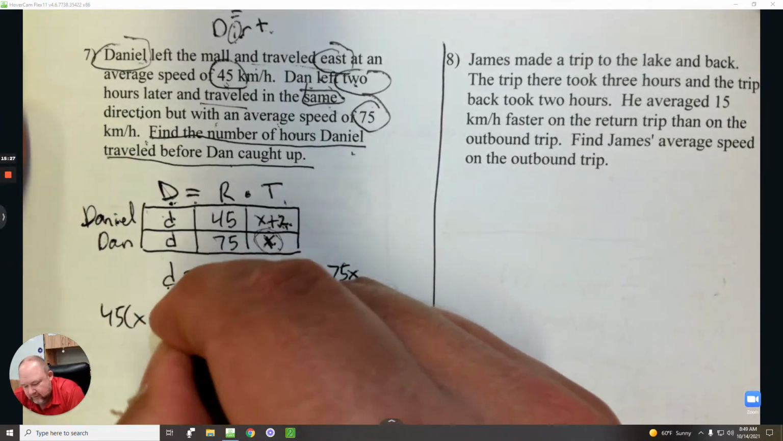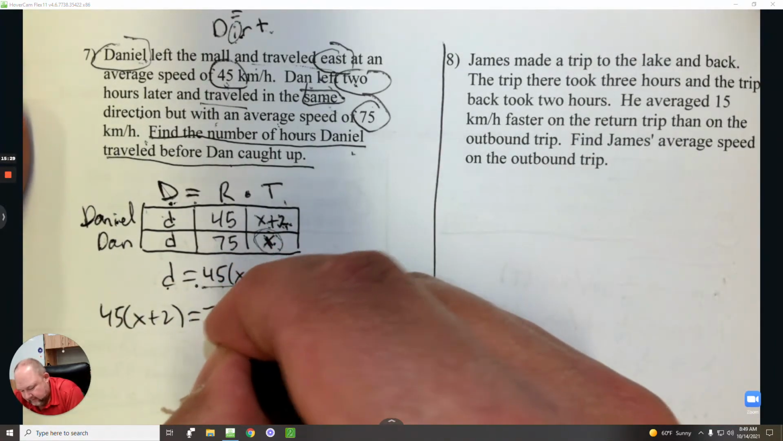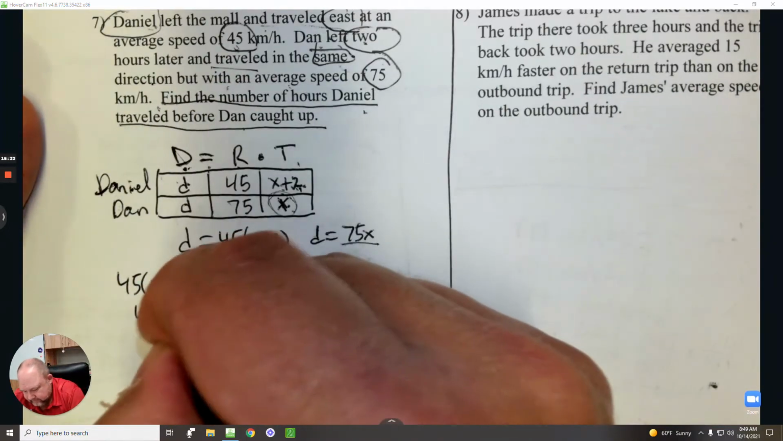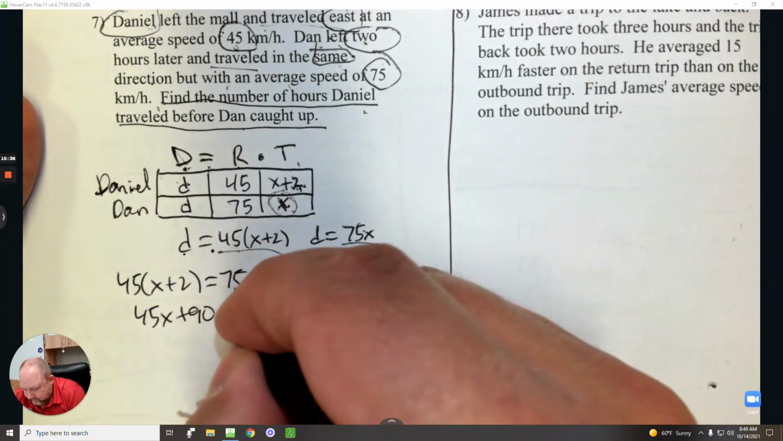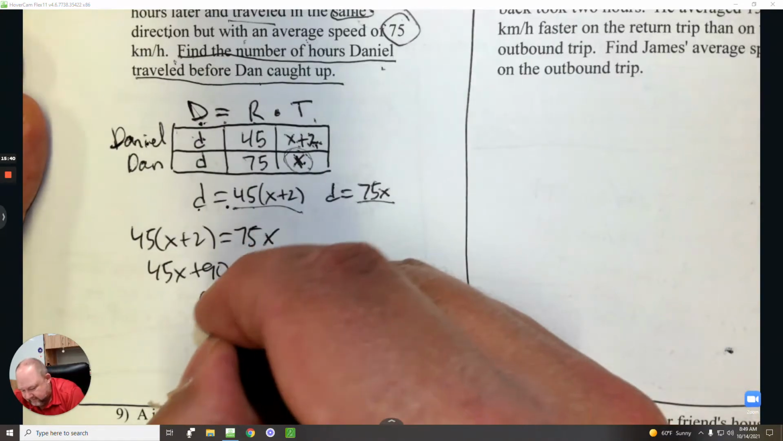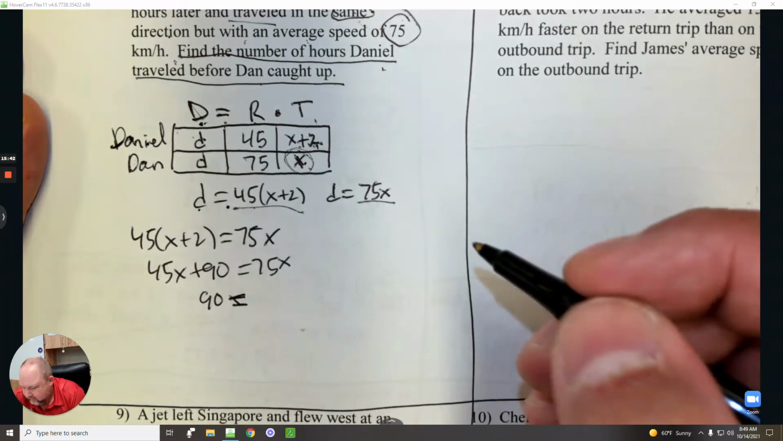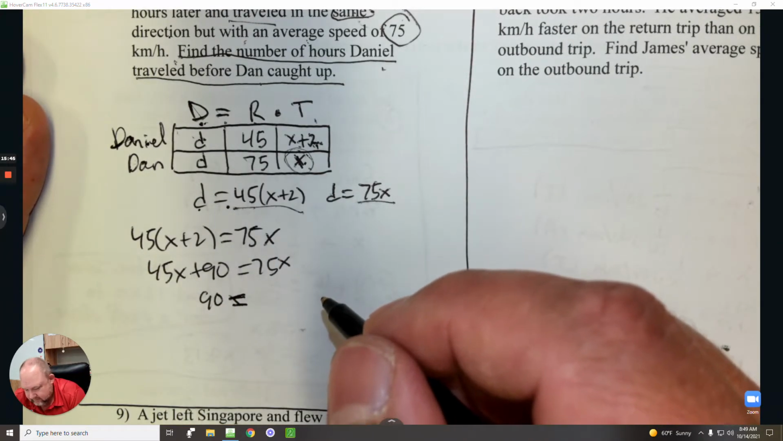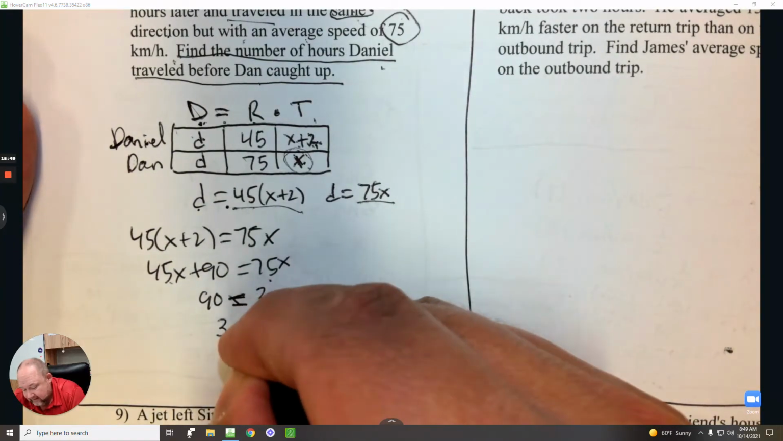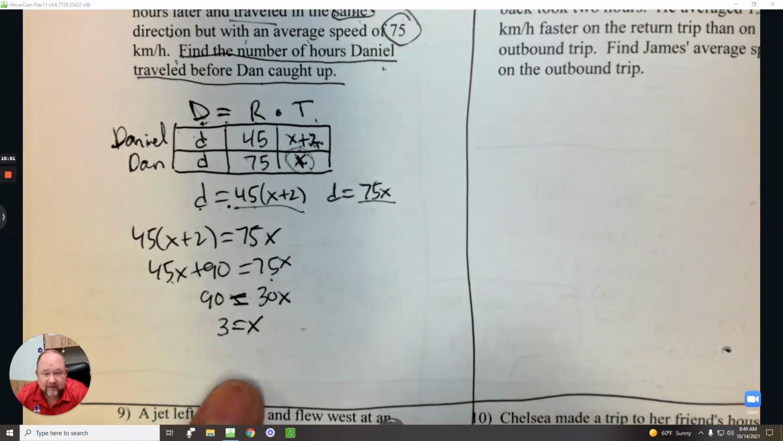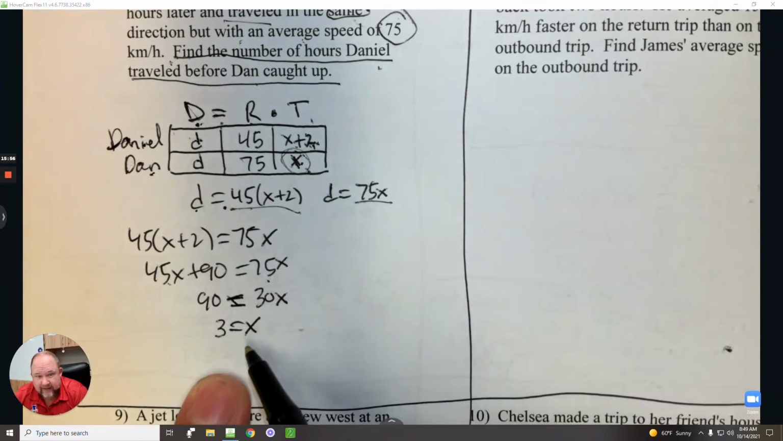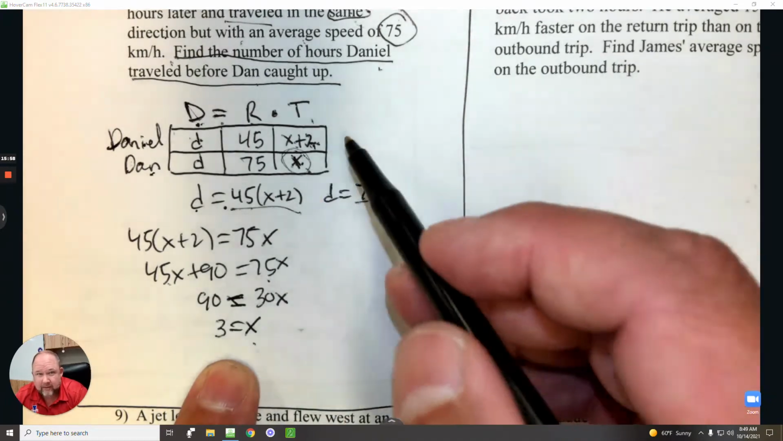So there's one equation, and there's the other equation. And now I need to have the skill to solve that. So I'm going to distribute. I'm going to subtract 45. 75 subtract 45 is 30. And then divide, and you can see the answer is 3. Now x represents how many hours Dan was on the road. So Dan was on the road for 3 hours before he caught up to Daniel.